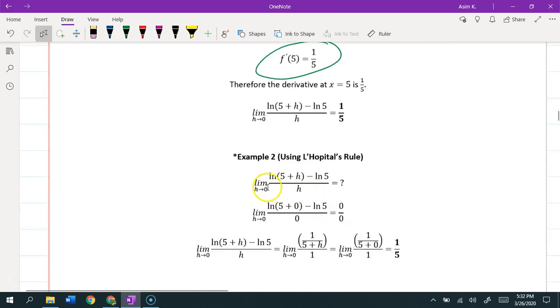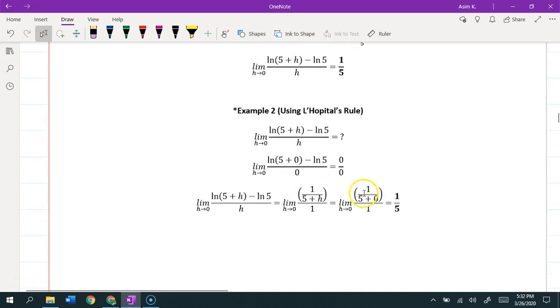So here goes. First off, I plug in the 0. Okay, that's what L'Hopital said. He said plug in 0, see what you get. So I plug in a 0, I get natural log of 5 minus the natural log of 5, which gives me 0 over 0.